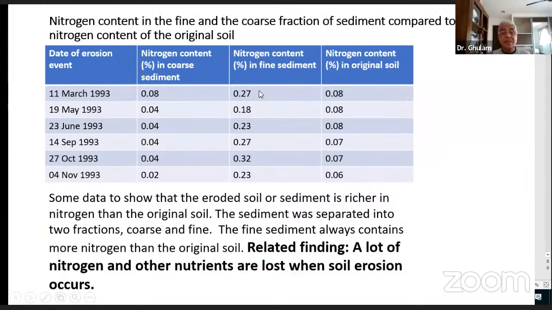So that ties in with what I said before, that when erosion occurs, it's the surface layer that is being eroded first. And this is why the amount of nutrients lost in erosion is much higher than the original content of the nutrient. So this is just an example of nitrogen. You can do this for other nutrients as well, potassium, phosphorus, calcium, and so forth.